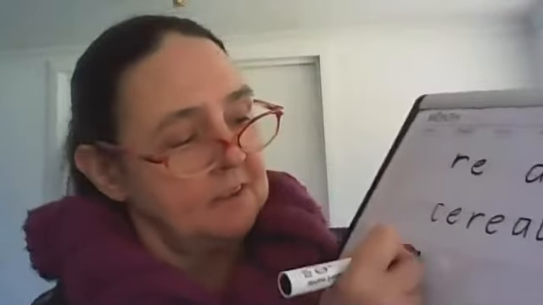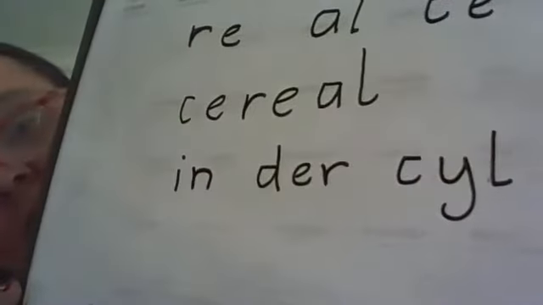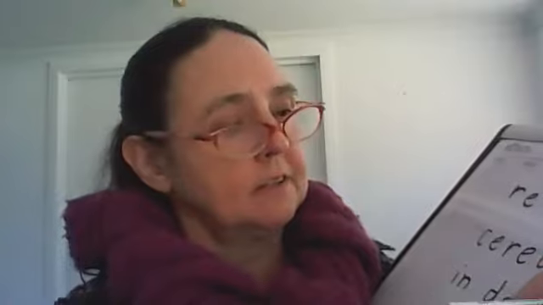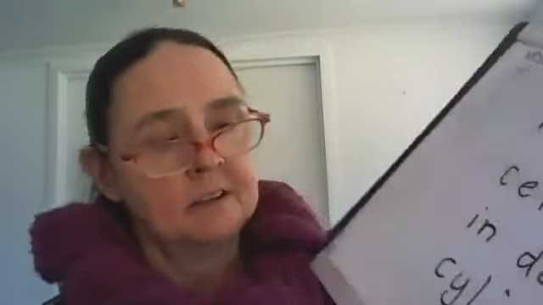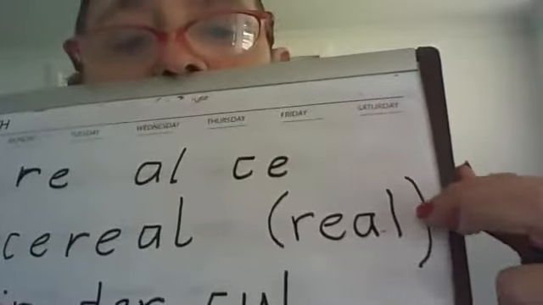Let's have a look at the next one. The next one we've got is, it's written I-N, D-E-R, and C-Y-L. And there we go, that's what they've got written down, and we're going to make a list word out of that. Cylinder. How about a word made from the list word, and we might write real here next to the cereal one. That's a word made from the list word. Okay, and cylinder.